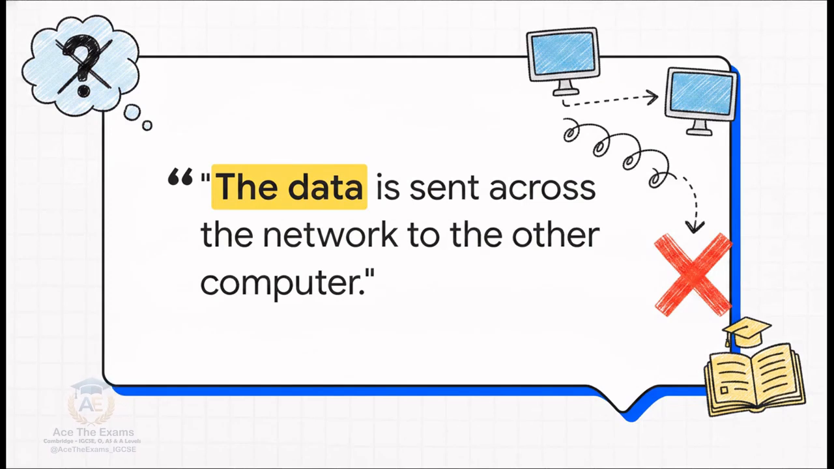Okay, get this. "The data is sent across the network to the other computer." 9 out of 10 students are going to write that exact vague answer on their exam and just quietly lose all their marks. It is a total classic trap, and honestly, it happens every single year. So let's look at this mistake right now, before you actually make it.